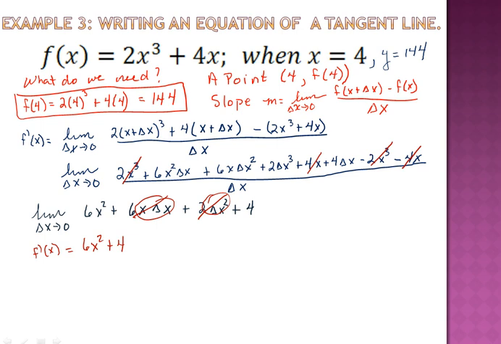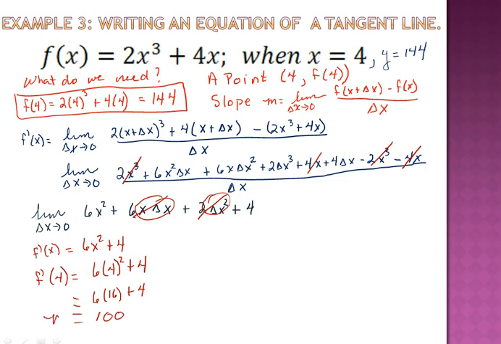Now we want to know what the slope is when x is 4. So we're going to plug in 4 into f prime. So we want f prime of 4, 6 times 4 squared plus 4. So now that we know that f prime of 4, when we plug in 4 into our derivative, we get 100.